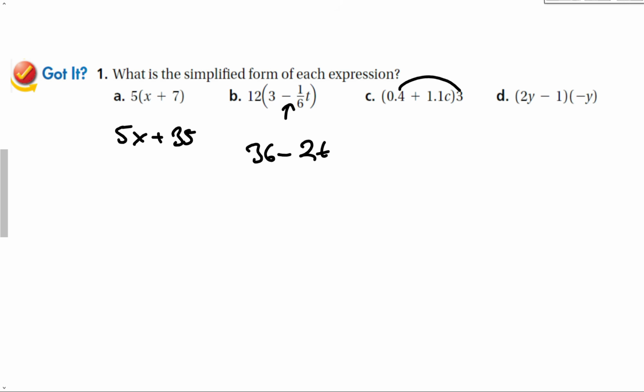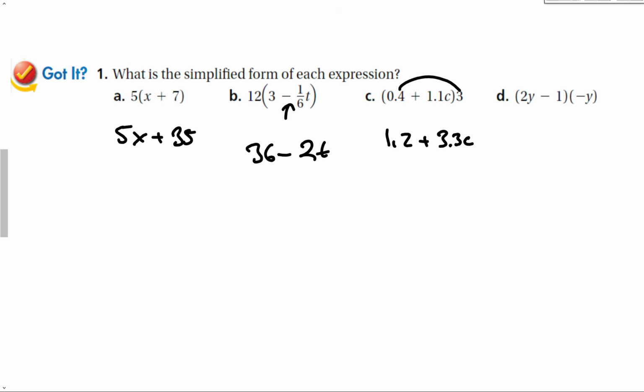Again, with decimals, no problem. It's just 3 times 0.4 is going to give me 1.2, plus 1.1 times 3 is going to give me 3.3, 3.36.